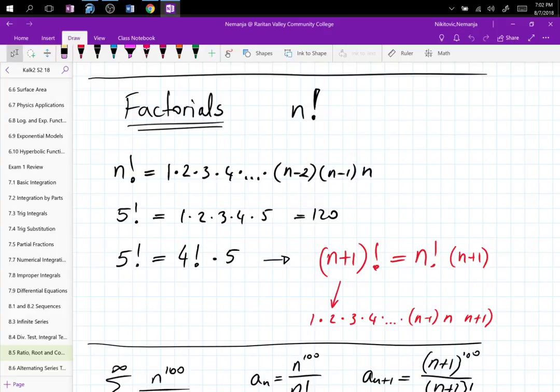So n factorial is you peel off the n, that's the last term, right? And I show it over there with the 5 factorial. 5 factorial is 1 times 2 times 3 times 4 times 5 for a total of 120. But you can also write 5 factorial as 4 factorial times 5. Further, you can write 5 factorial as 3 factorial times 4 times 5. You can do that as well. You can peel as many terms as you want.